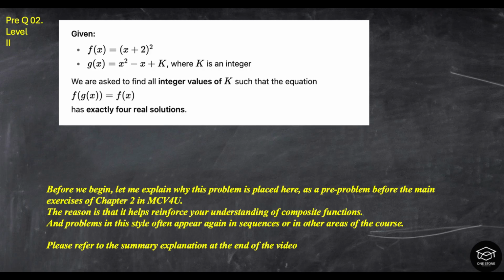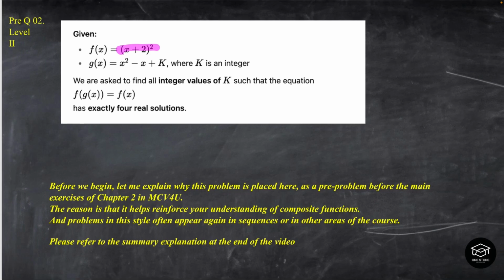We are given two functions. The first is f(x), defined as the square of (x + 2). The second is g(x), defined as x² − x + k, where k is an integer. We are asked to find all integer values of k such that the equation f(g(x)) = f(x) has exactly 4 real solutions.